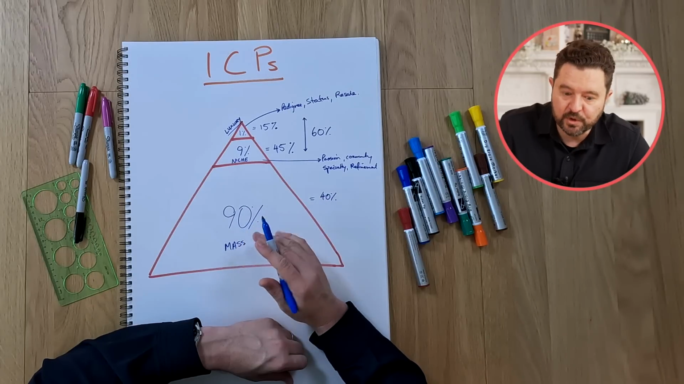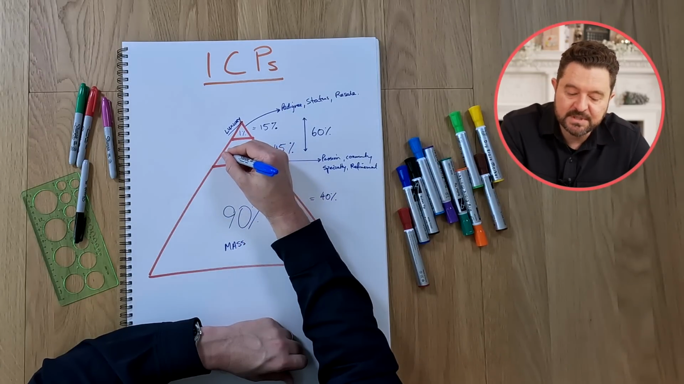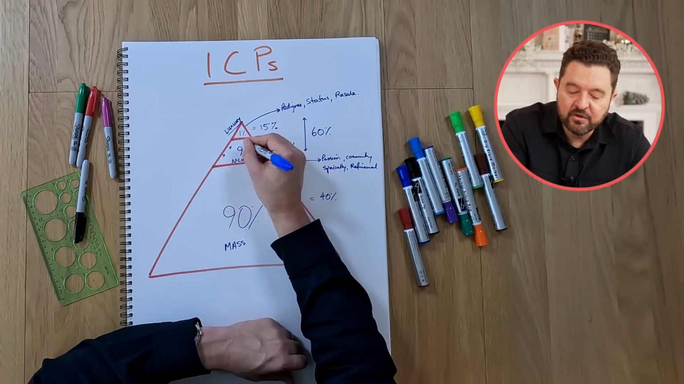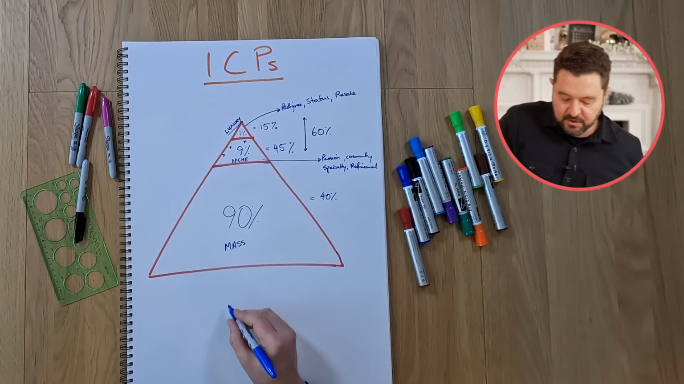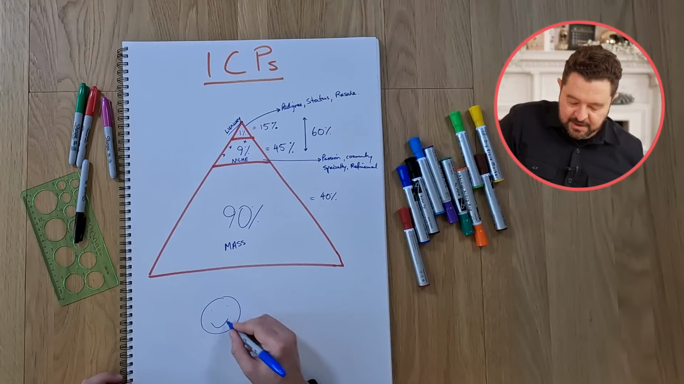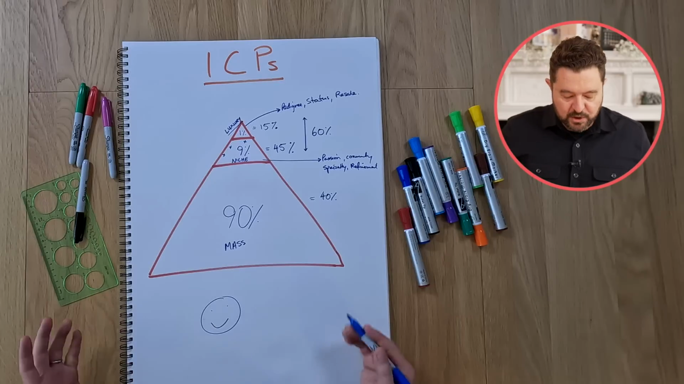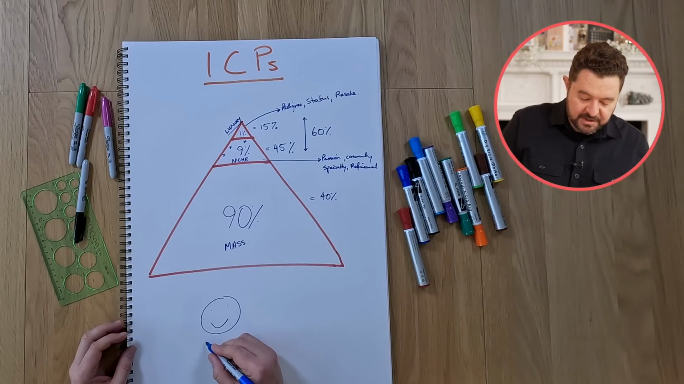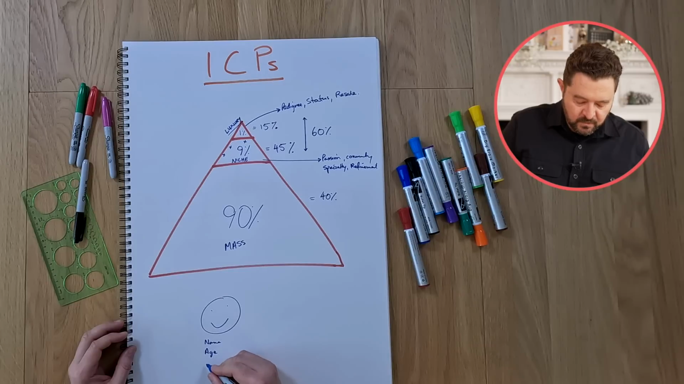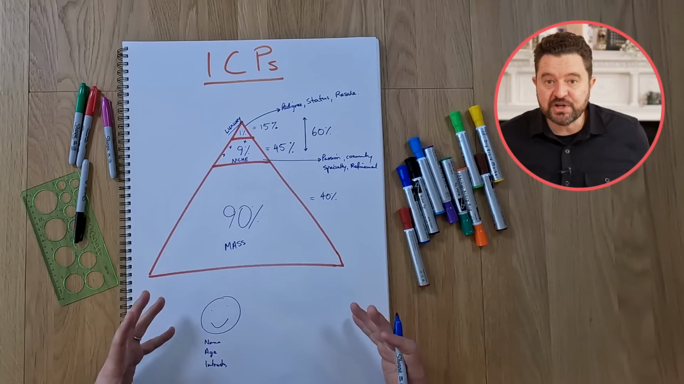Now, what you want to do is have a look within this 9% and you want to build 3 or 4 ICPs. So an ICP is an ideal customer persona. It's where you imagine a particular person and you say, what's their name? How old are they? What are their interests? Right? And you can use ChatGPT for this.